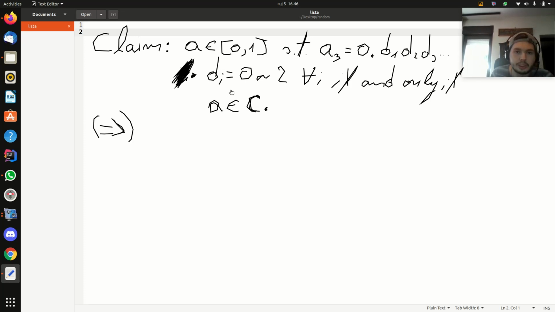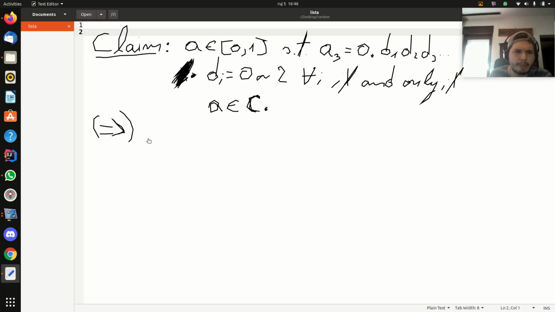We only need to show this direction. So if all the di's are either 0 or 2, then the real number is going to be an element of the Cantor set. Both directions are true, but we only need to show this one in order to show that the set is uncountable.